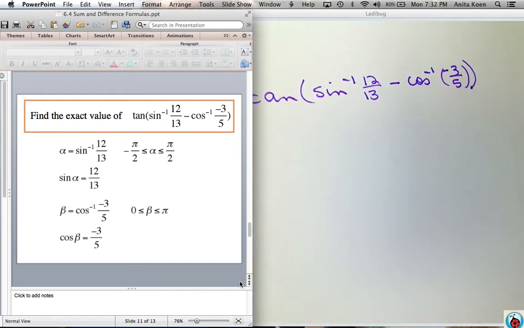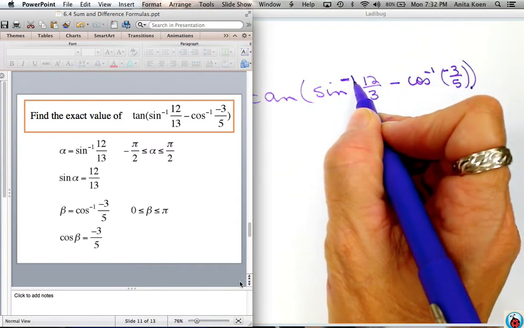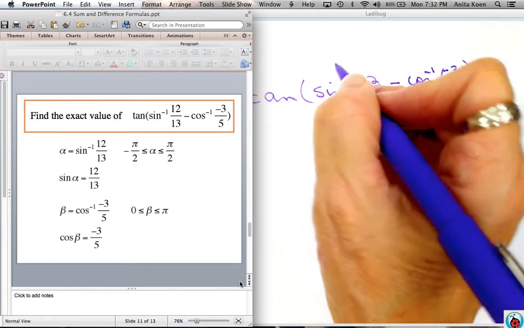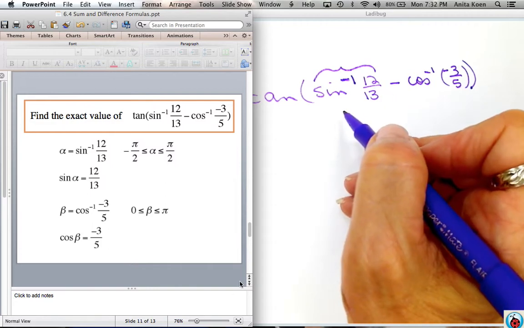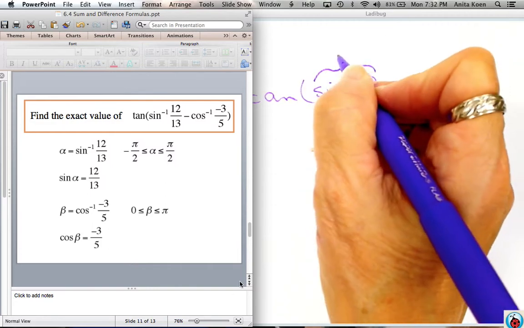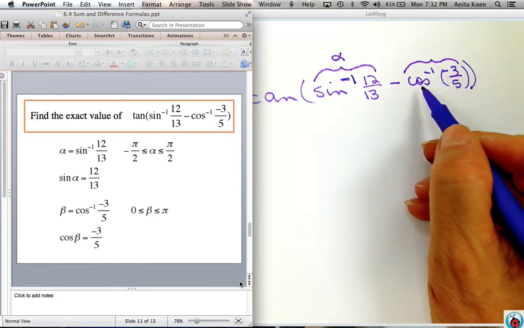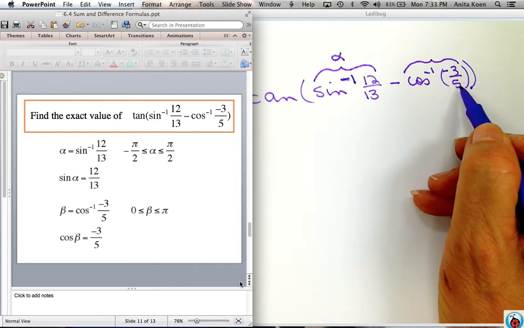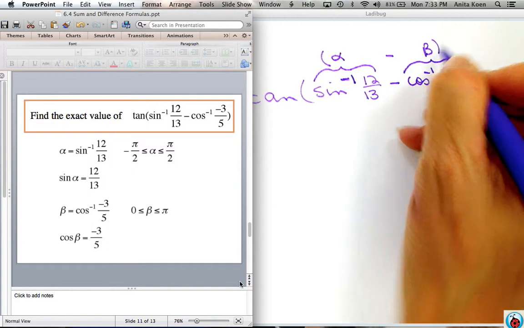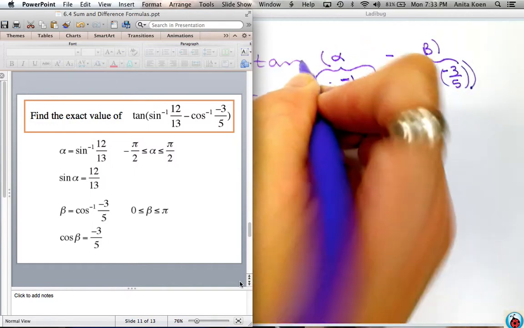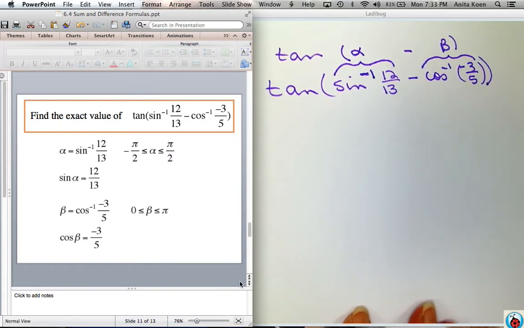Okay? Now the first thing that I want you to see here is that this is the sine inverse, so this is an angle. It's the sine inverse, the angle whose sine is 12/13. So I'm going to call this angle alpha. This is also an angle. This is the angle whose cosine is negative 3/5. So I'm going to call this beta. And since I'm subtracting these, I look and see that I have the tangent of alpha minus beta. So we're going to use our tangent formula here.